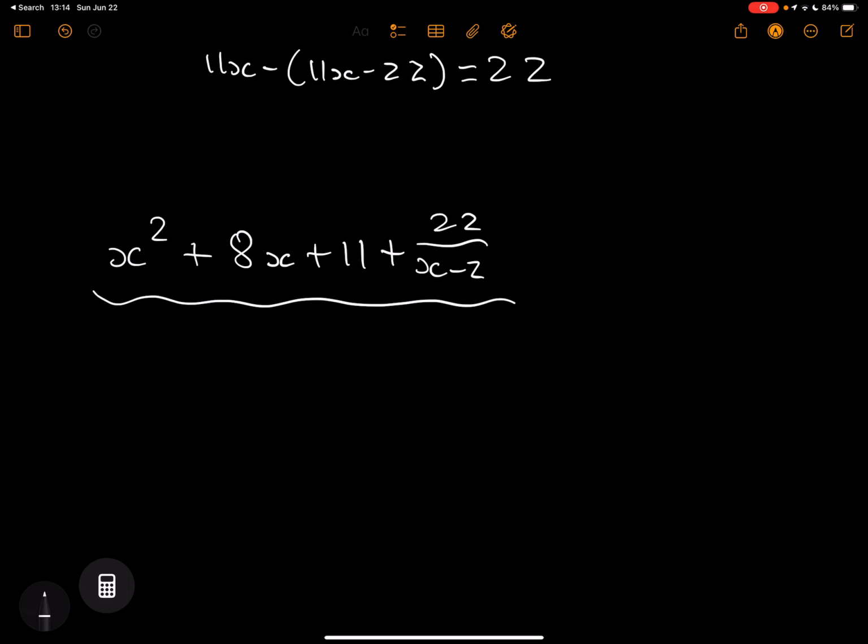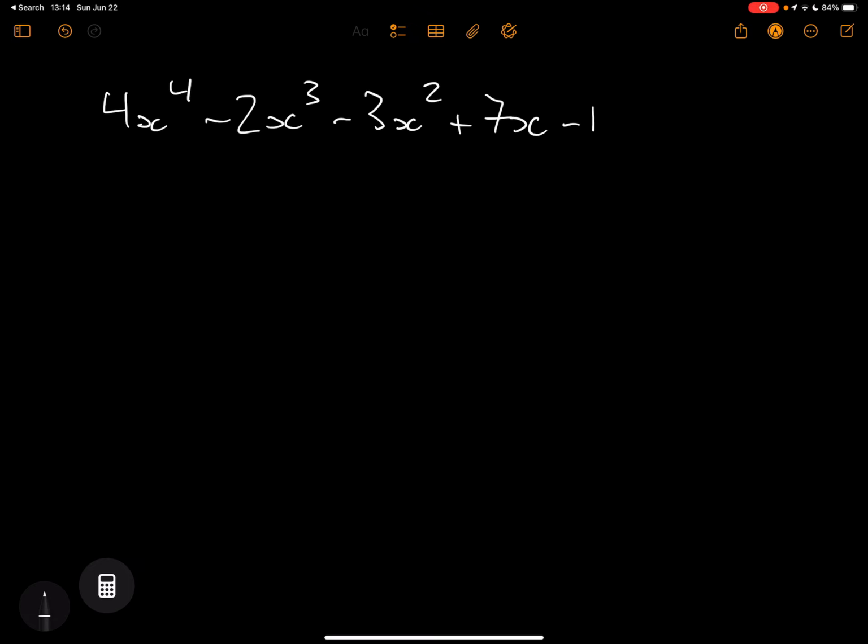Now, if you're wondering, how do we do this for higher degree polynomials? Well, I'm going to show you now. So if you have a polynomial of very high degree, we can just use this method again. I'll show you one. Currently, this is our numerator, and we're dividing it by x minus 1.